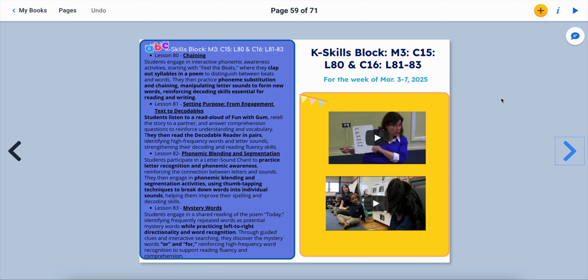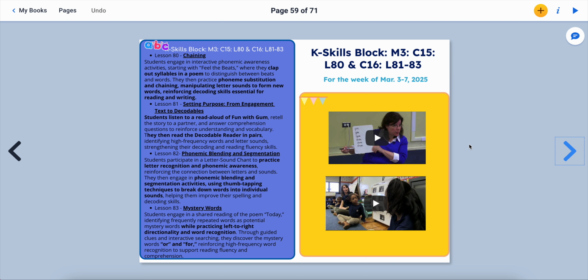Moving into skills block, again, closing out our cycle 15 with lesson 80, students will be doing some chaining work. This first video here is the chaining video. So that chaining is going to support students with phoneme segmentation, but then also blending to make sure they got that word correctly, which leads it perfectly into lesson 82, where students are continuing to do that work with just phoneme blending and segmentation without the writing instruction with it.